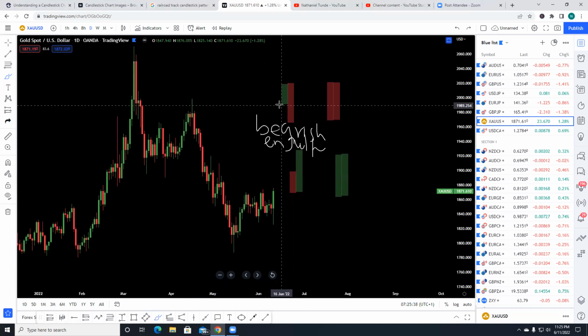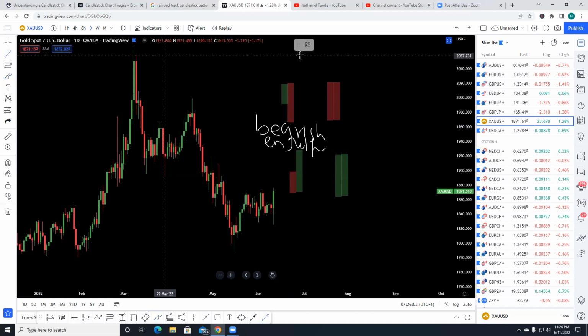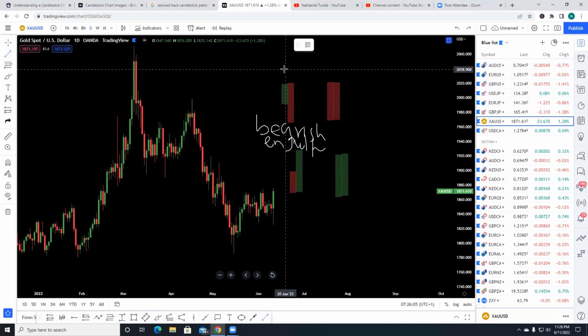When you get here, you see the last green candle. After that last green candle, you now see this red candle appear. That shows that the body of this red candle totally covers up the body of this green bullish candle. That's bearish engulfing.